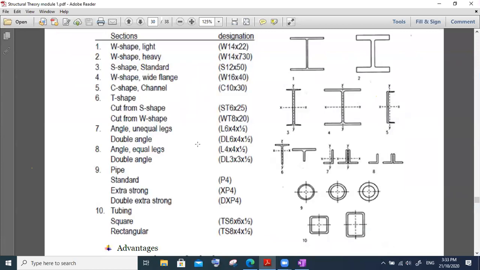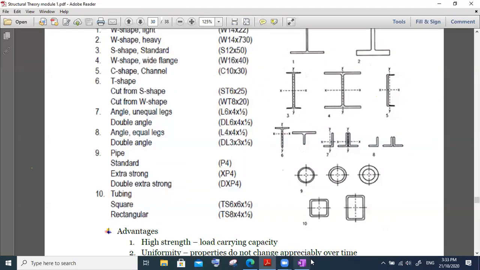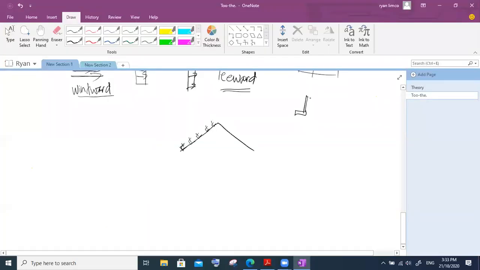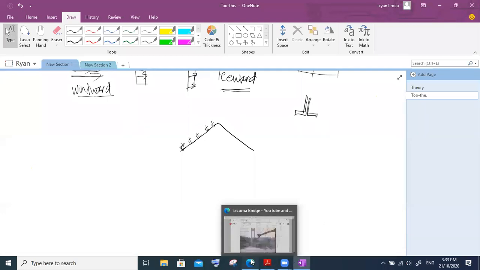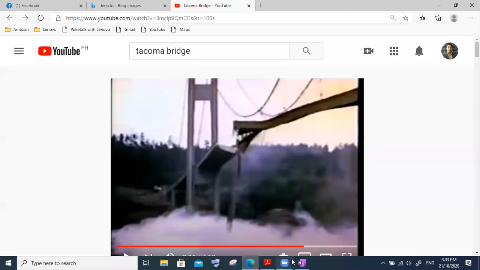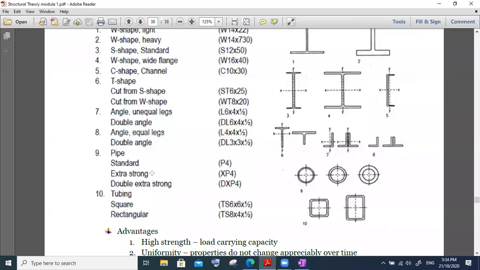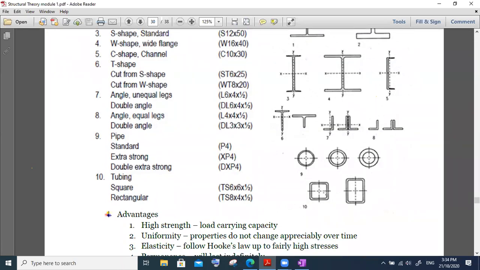We have the angle, the angle bar we know. There is equal leg and unequal leg. A double angle is two angles placed back to back. You have an angle here and another angle here, that's a double angle. And we have the pipe. Standard, we have extra strong and double extra strong. Tubing is the tubular. We have the square bar and the rectangular.